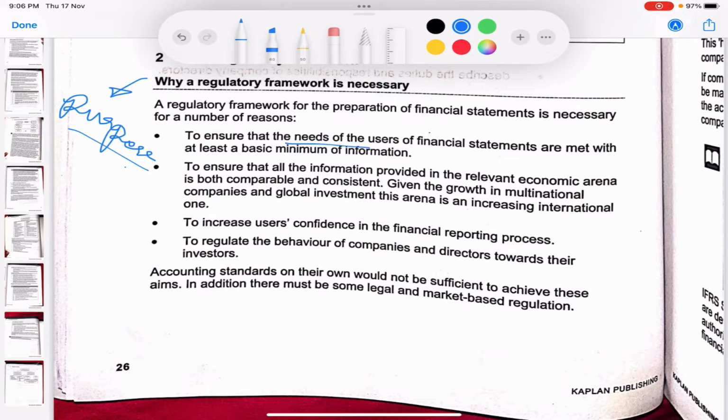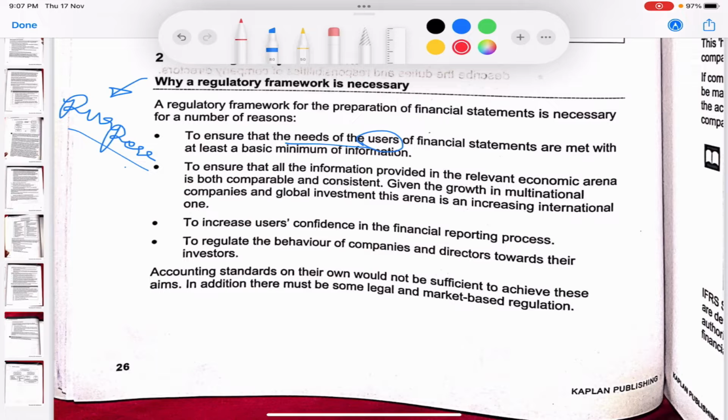There are various uses of financial statements. We know what the various stakeholders are, right? There needs to be information, and we need to meet the needs of the stakeholders. What are stakeholders? The people who will use our company's financial statements.